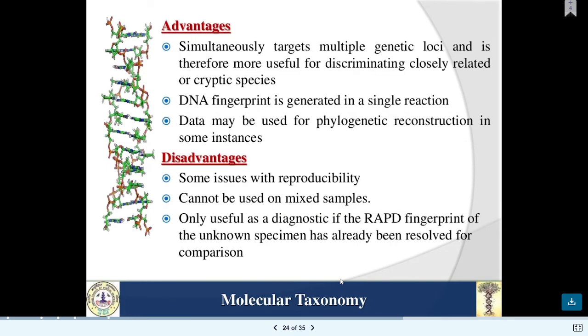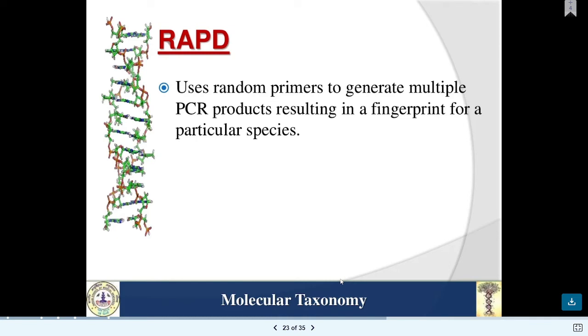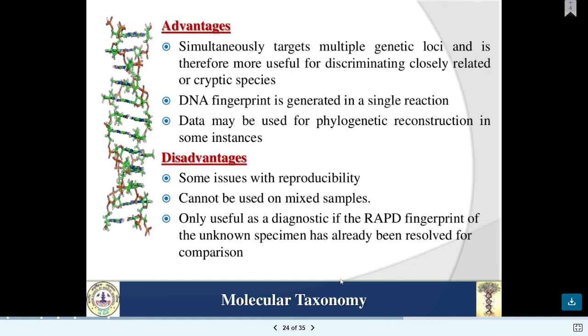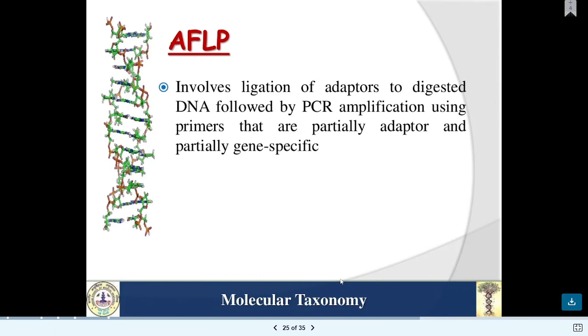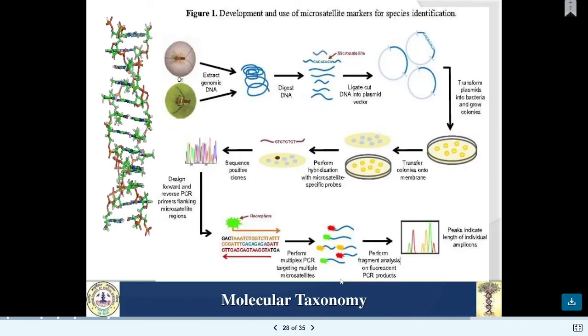RAPD is very important because it is randomly amplified polymorphic DNA. It uses random primers. So we use random primers and identify the RAPD material. Based on RAPD fragment production or amplification, we can electrophorese them and check the RAPD patterns within the electrophoresis, and from that we can understand the RAPD patterns of that organism. There are certain advantages and disadvantages also. AFLP is there. Microsatellite analysis is also there.